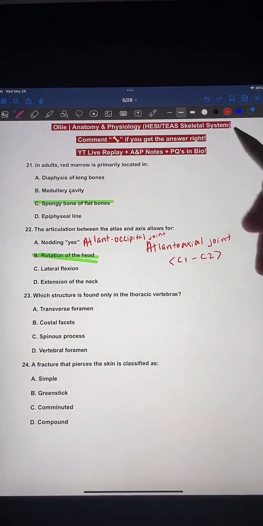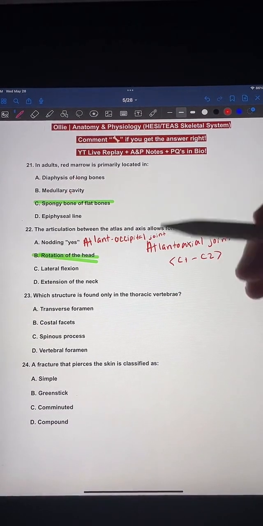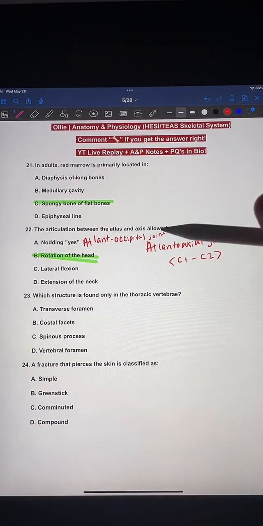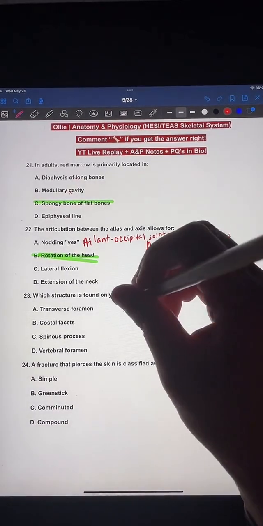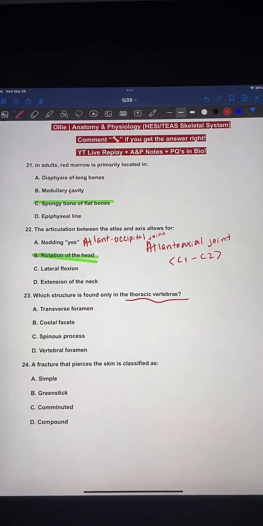Lateral inflection involves multiple vertebrae, extension of the neck. That's a general cervical action. It's not, again, includes multiple vertebrae. It's not specific to the atlantoaxial joint. Number 23, which structure is found only in the thoracic vertebrae? Which structure is only found in the thoracic vertebrae?